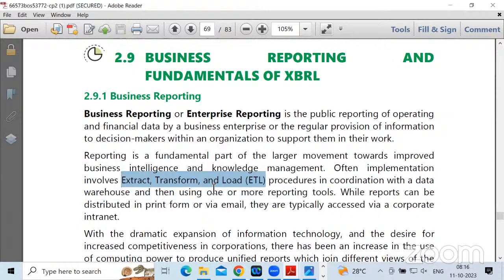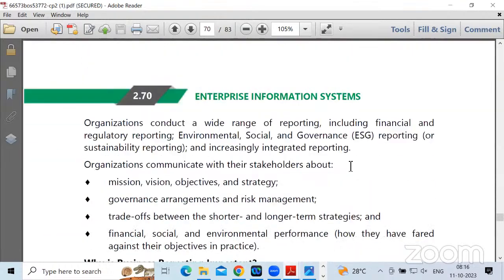What is extract? Suppose you have something in an Excel sheet or Access or in Tally. That is extracted. Next, it is put into this XBRL format, that is transforming. Then loading, you are uploading it on the net so that it can be accessible to all the people all over the world. So this is ETL.